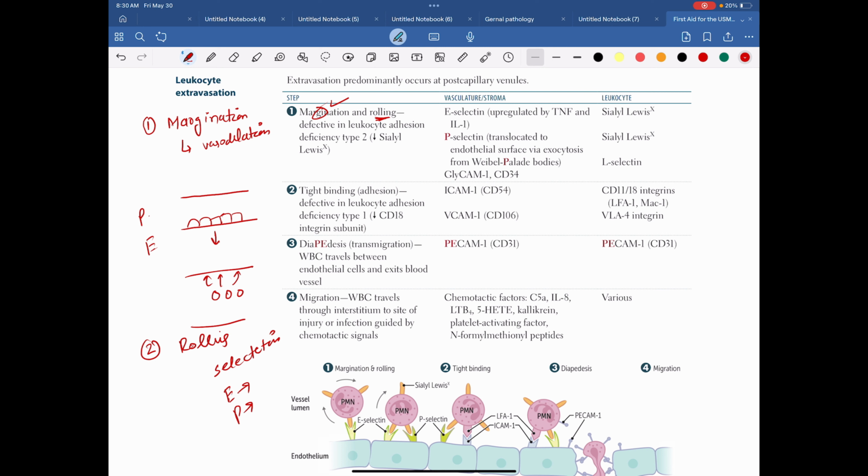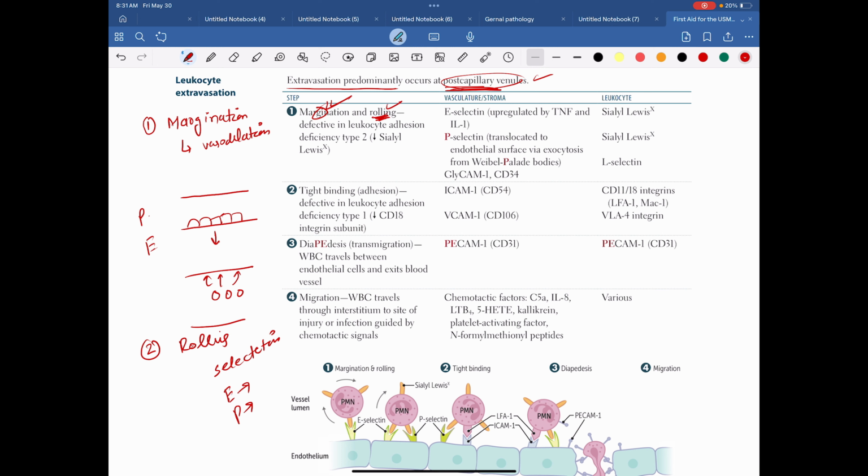So these are the important steps in margination and rolling. Let's try to discuss this first step from First Aid. They mention here, first of all, that extravasation predominantly occurs at the post-capillary venules. So this is an important MCQ. Whenever there is inflammation, when the neutrophils are going to leave the blood vessel, they will leave it at the post-capillary venule. So what are the steps? The first one is margination and the second is rolling.